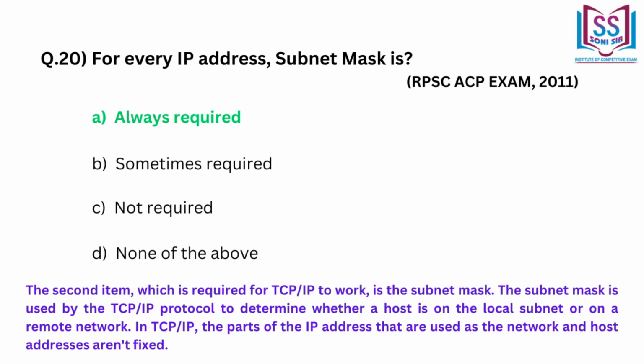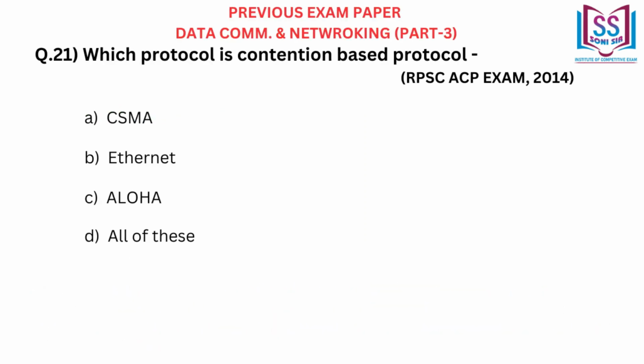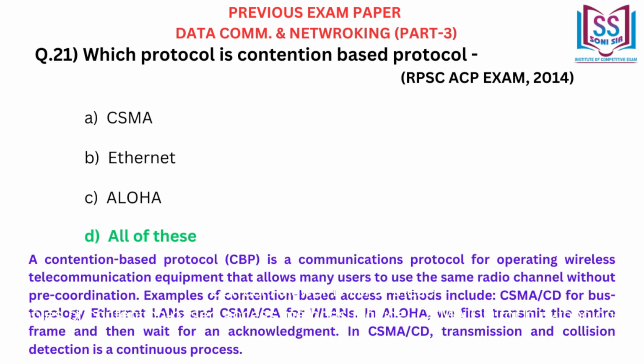The second item, which is required for TCP/IP to work, is the subnet mask. The subnet mask is used by the TCP/IP protocol to determine whether a host is on the local subnet or on a remote network. In TCP/IP, the parts of the IP address that are used as the network and host addresses aren't fixed. Which protocol is contention-based protocol? A. CSMA, B. Ethernet, C. Aloha, D. All of these. Correct answer D. All of these.